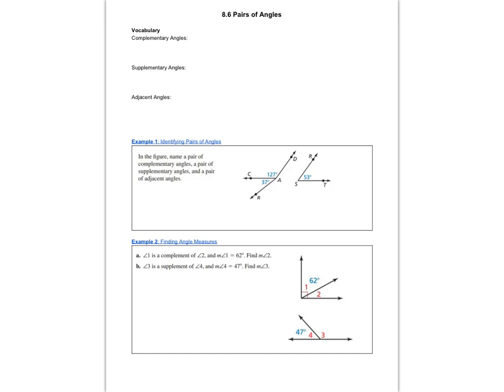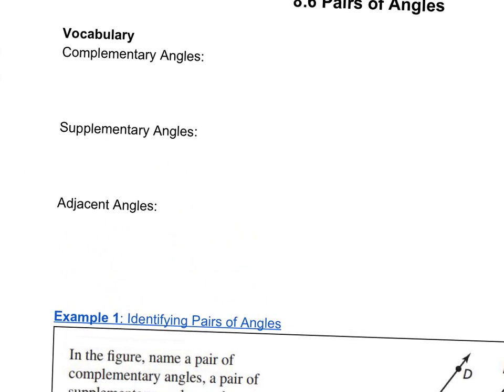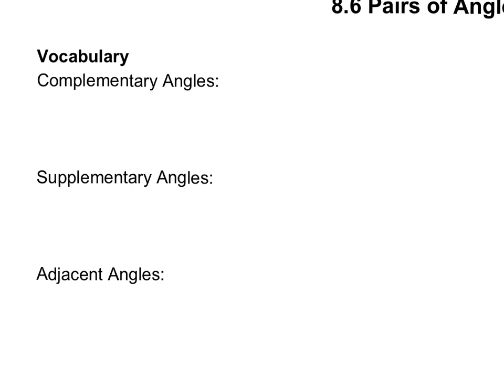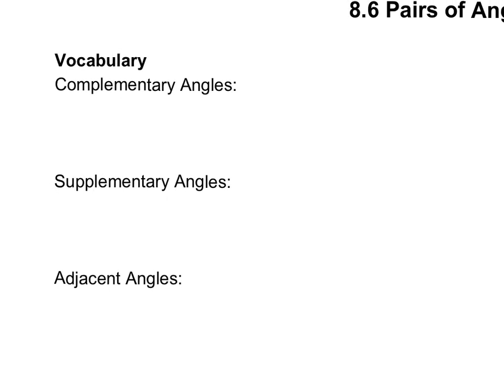So in 8.6, we're going to continue to talk about angles, but specifically now pairs of angles. So let's take a look at the vocabulary word. We have three pairs of angles we're going to talk about before we get started. So we have complementary angles. Complementary angles are two positive angles whose measures have a sum of 90. So if the angle measures add up to 90, those two angles are complementary.